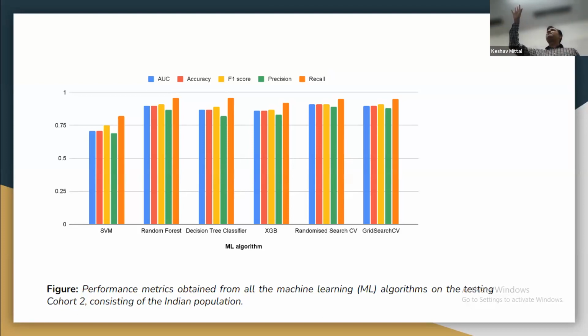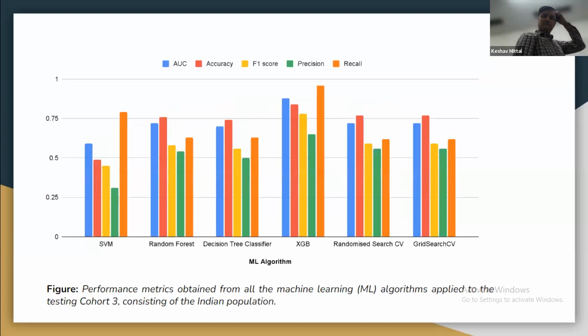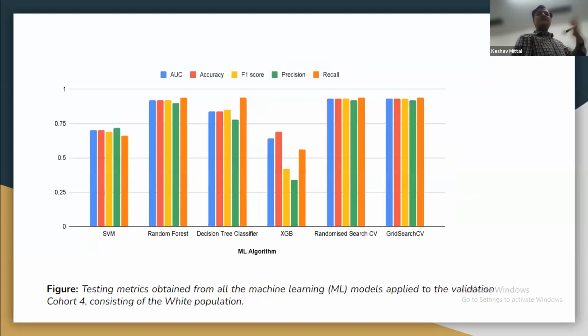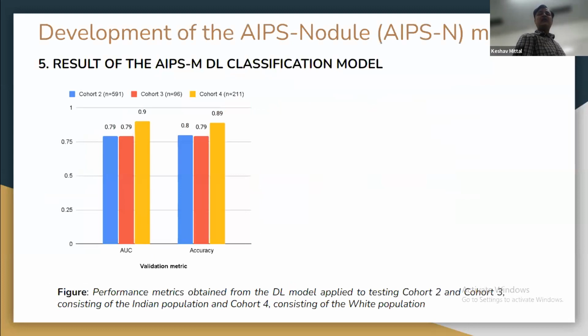Is that clear? We trained on Indians, we tested on whites. We trained on whites, we tested on Indians. Is that clear? So all these slides talk about that. And here we are getting performance matrices of the AIPSN module, that is nodule detection. And we were getting very good accuracy of 90% for them.